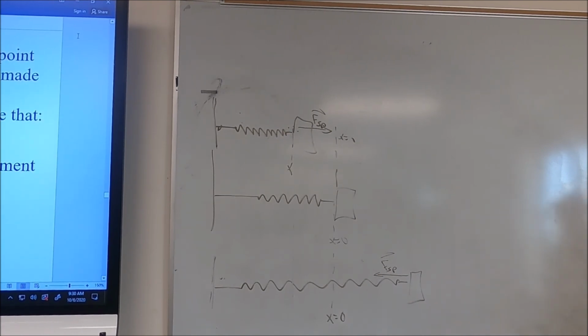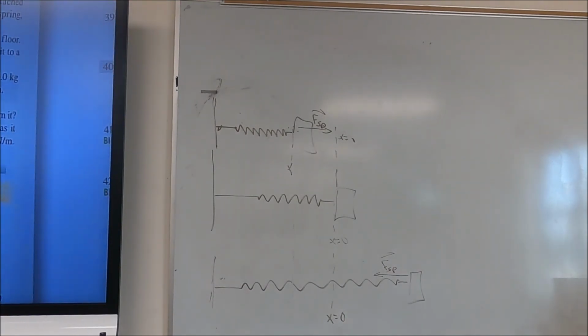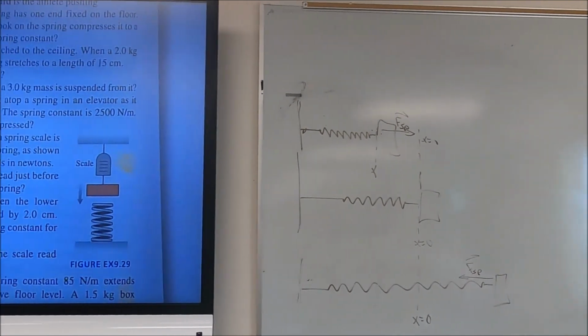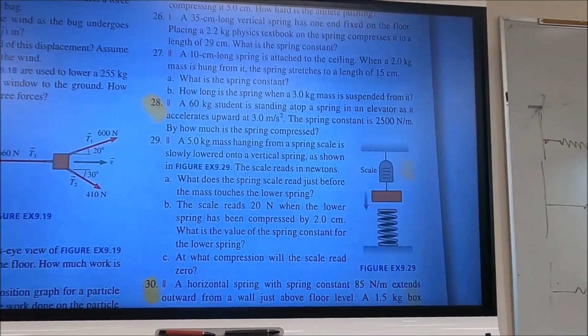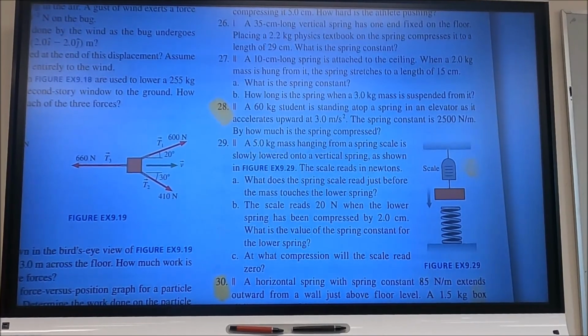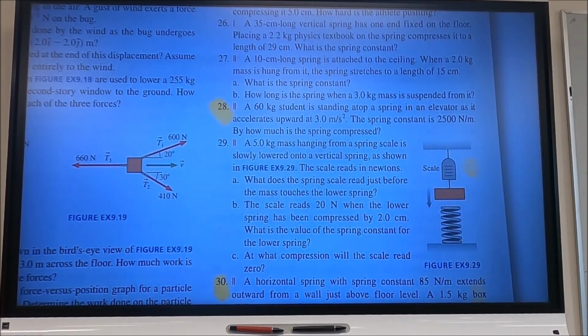So let's look at problem 28 on page 228. Okay, problem 28. Now, it says a 60 kilogram student is standing atop a spring in an elevator as it accelerates upward at 3 meters per second squared. The spring constant is 2,500 newtons per meter. How much is the spring compressed?